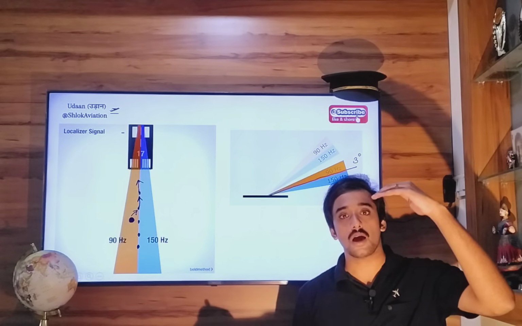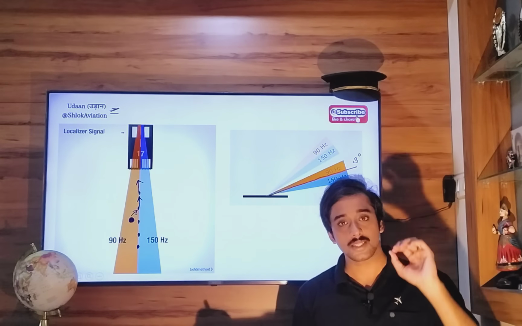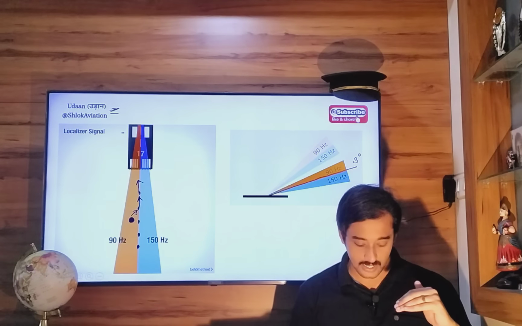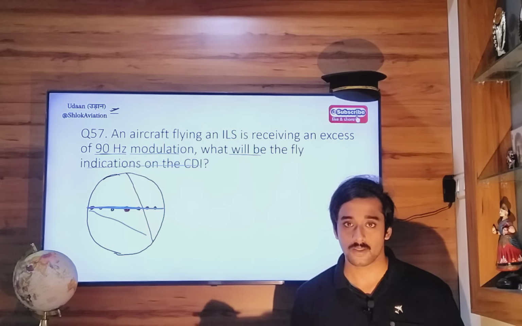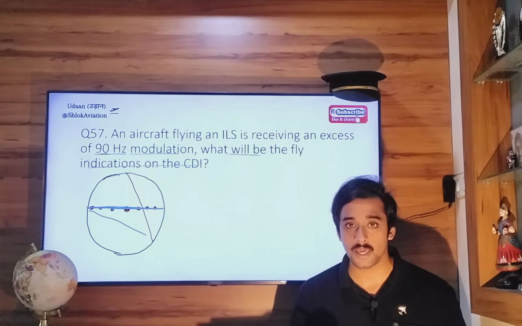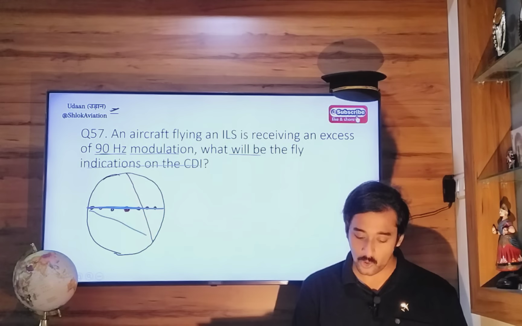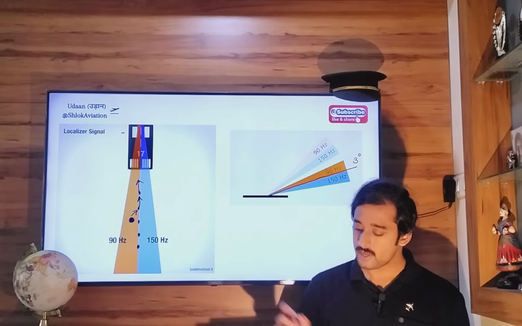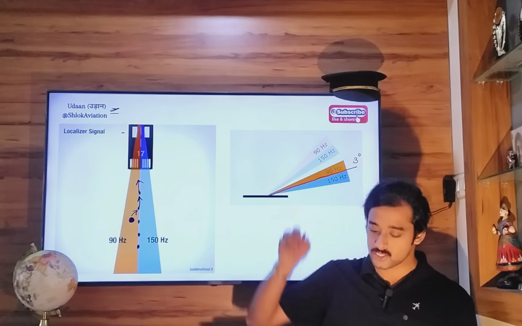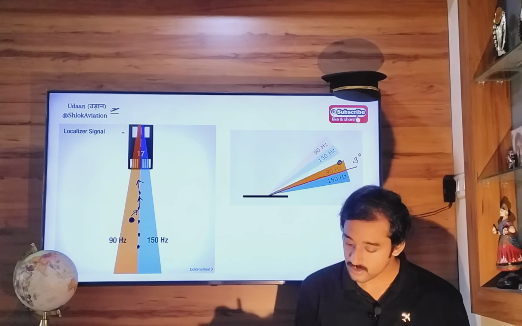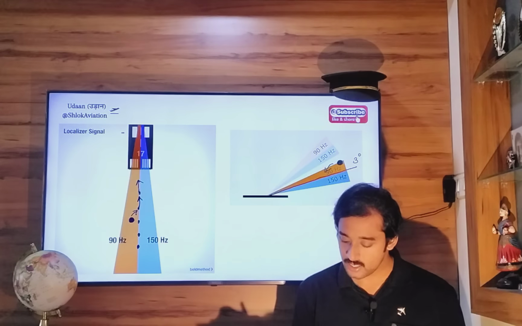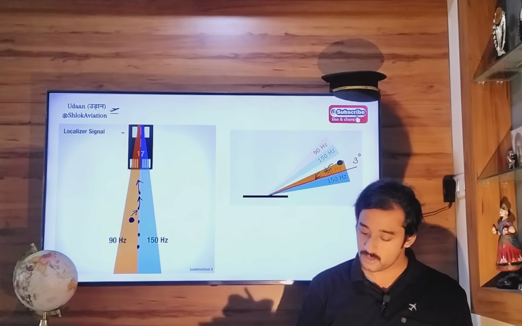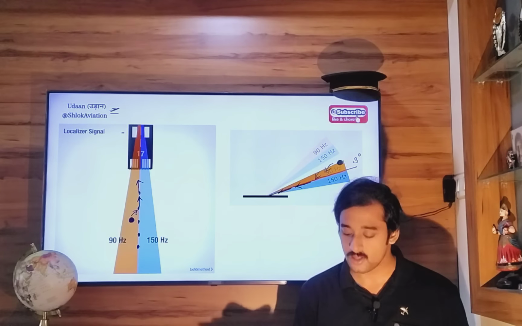So the job of this needle is to give you a solution. Now, if you deviate above the glide slope, this needle will go below the center line, somewhere down here, asking you to fly down, because that's where the glide slope will be. In this case, you are receiving more of 90 hertz modulation. 90 hertz modulation will be received when your aircraft deviates above the glide slope. So the solution will be to fly down, descend in order to establish the glide slope and then follow it down to the runway.